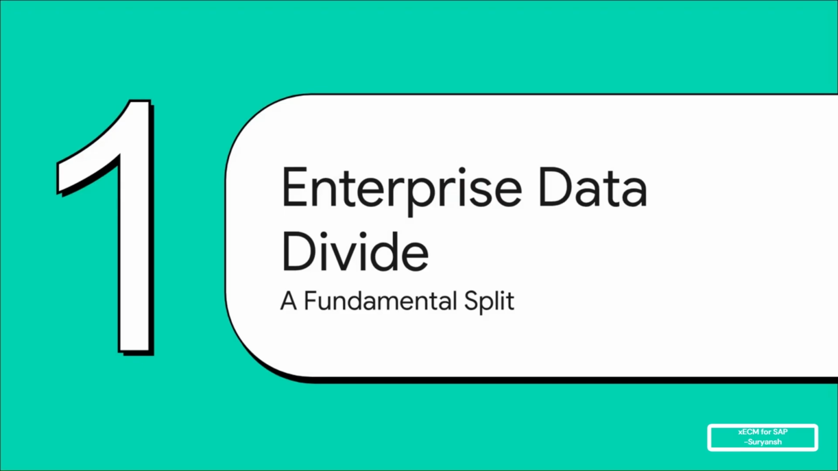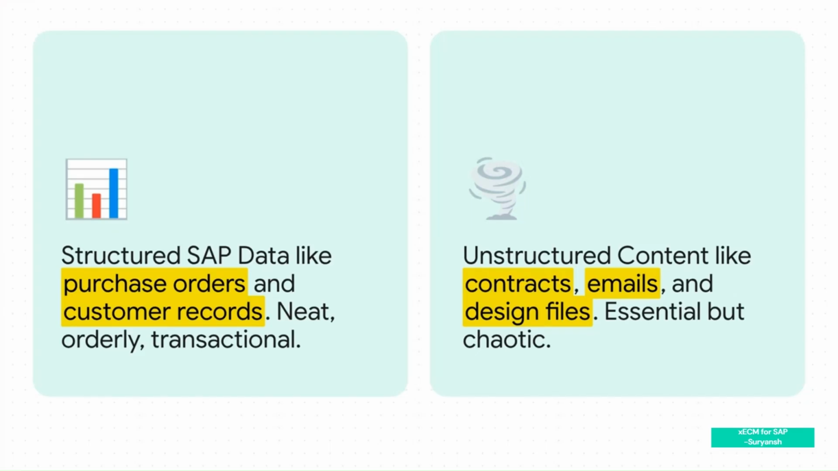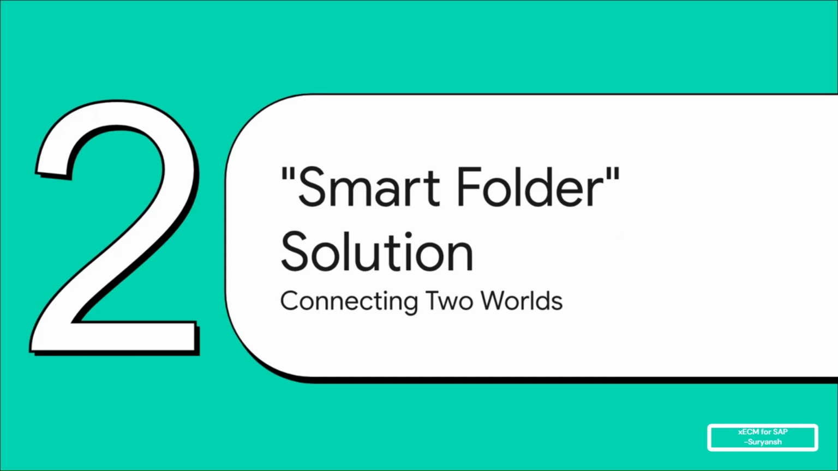And this creates what we call the enterprise data divide. It's this fundamental split in how businesses manage their most critical information. And honestly, it's a problem that just gets bigger every single day. So let's look at this divide a little more closely. On one side, you've got your structured SAP data. It's neat, it's orderly, it's all about the transaction, things like purchase orders and customer records. But on the other side, you've got this chaotic world of unstructured content. Contracts, invoices, emails, design files. All of it is absolutely essential context, but it's living in completely different systems, on network drives, or, let's be real, in people's inboxes. So how in the world do you bridge this gap?